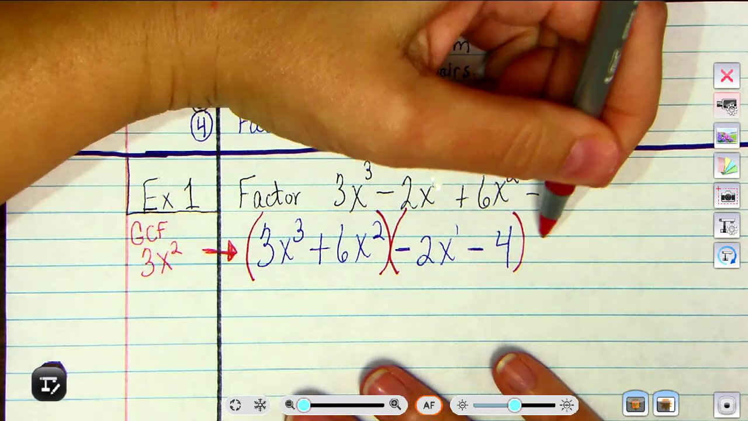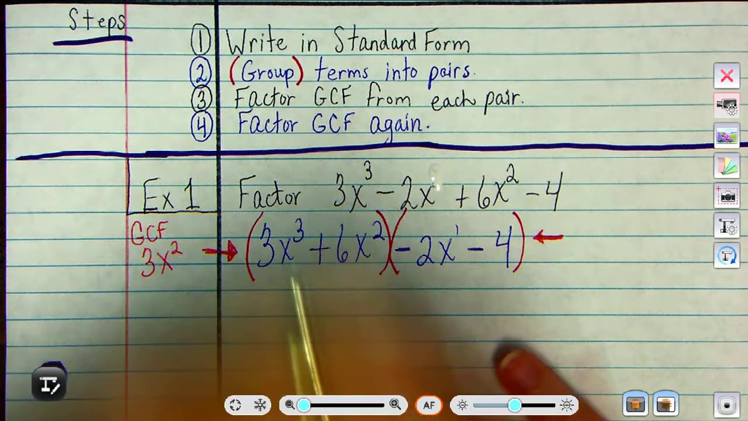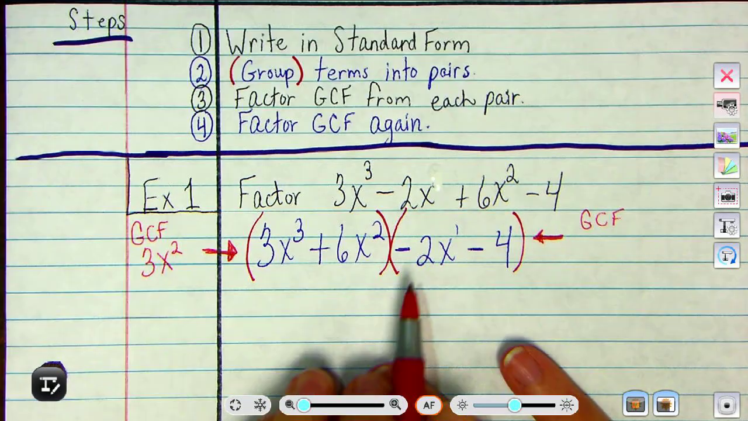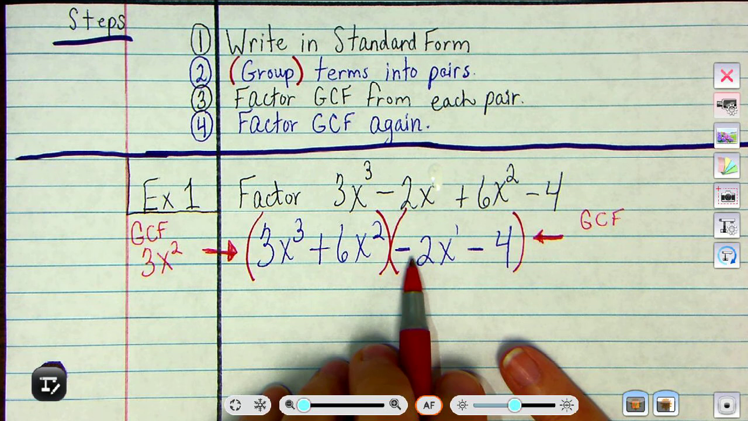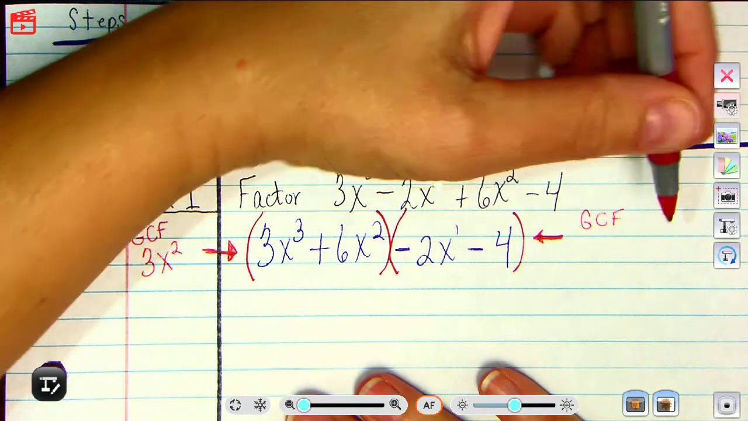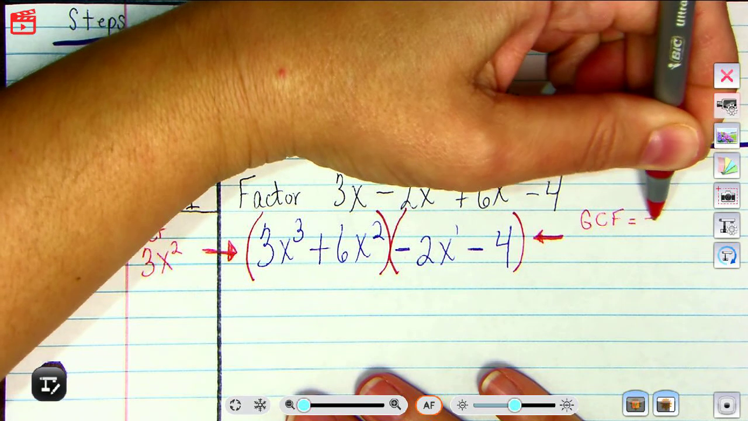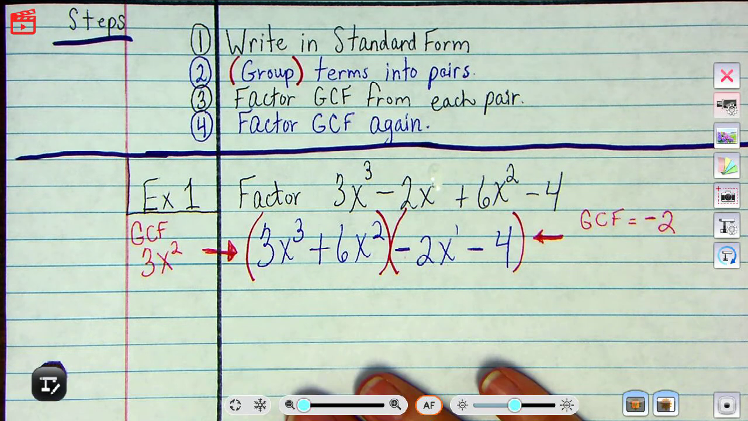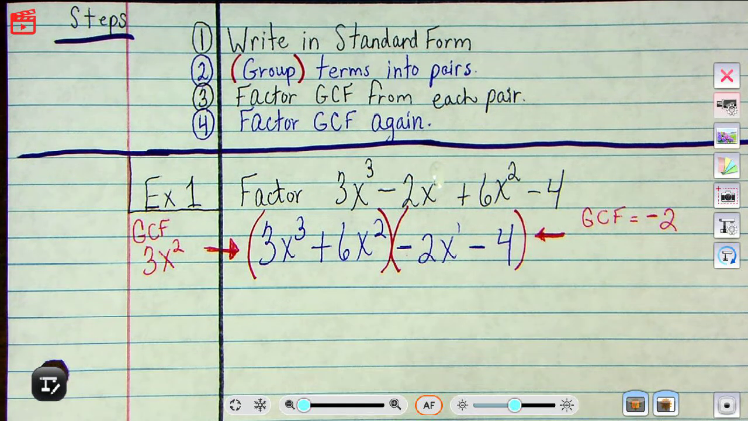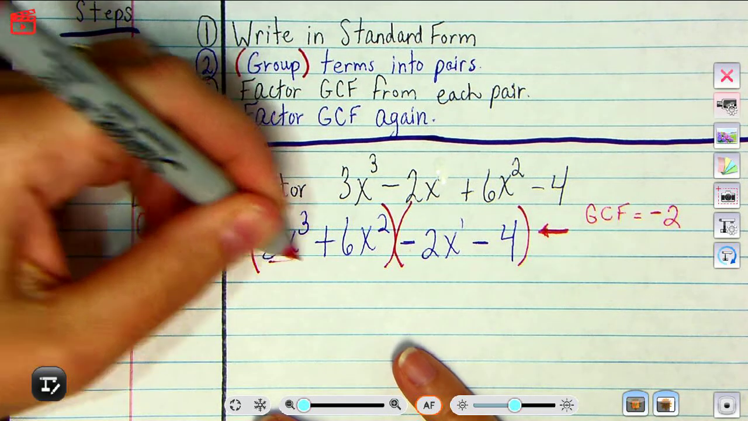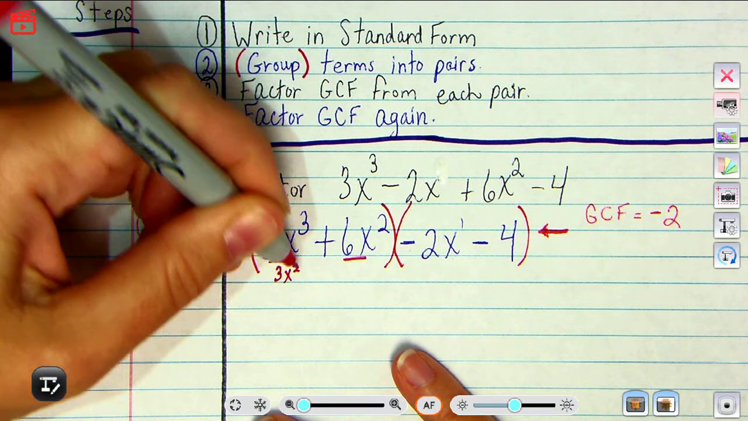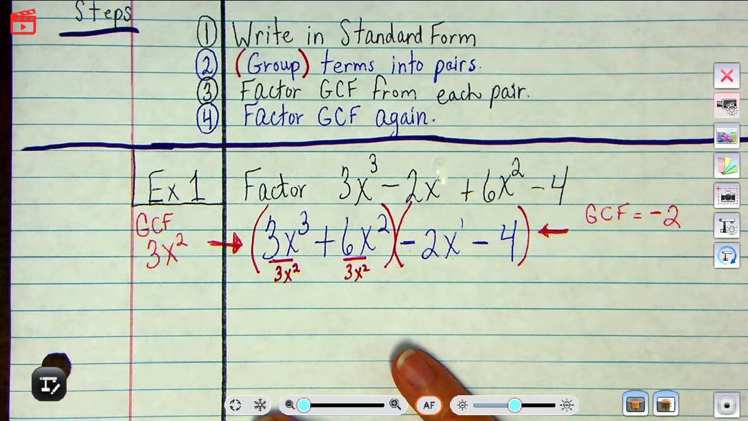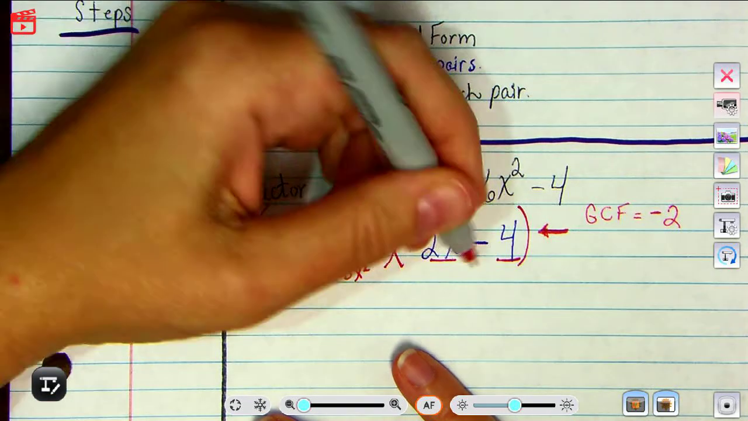And then for the last pair, let's look for the greatest common factor for that pair. Well, let's see, I can divide both of these by 2. And since this starts off negative, the greatest common factor must be negative. So it's going to be negative 2. They don't share a variable, so it's just negative 2 there. And if you recall, when we factor out the greatest common factor, we are actually dividing each term by that factor. So I'm going to be dividing each term in the first pair by 3x squared, and I'm going to be dividing each term in the last pair by negative 2.